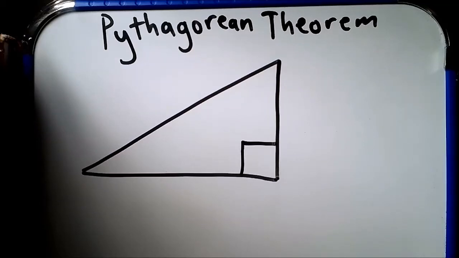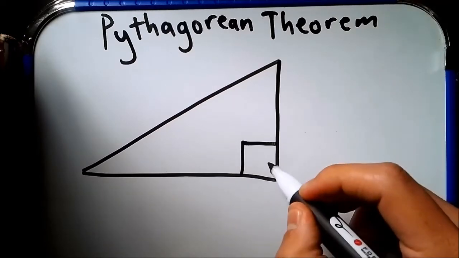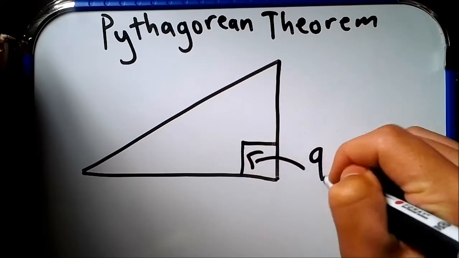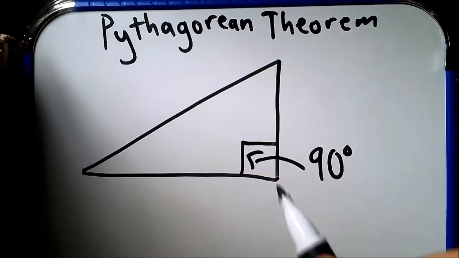The Pythagorean theorem is used to solve the sides of a triangle. The only way that you can use the Pythagorean theorem is if you have a right triangle, which means one of the angles has to be 90 degrees. And that's what this box means right here. This box means that it is 90 degrees. So since it is 90 degrees, we can use the Pythagorean theorem.